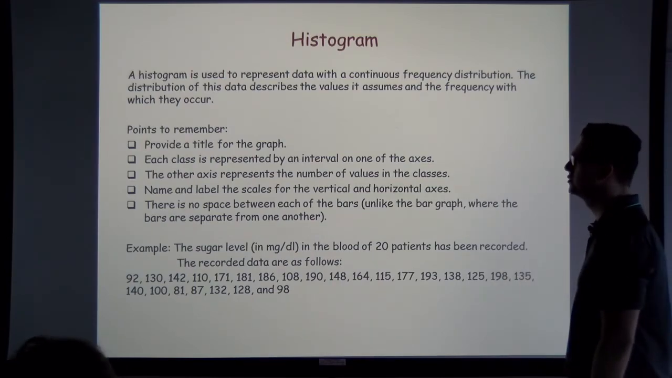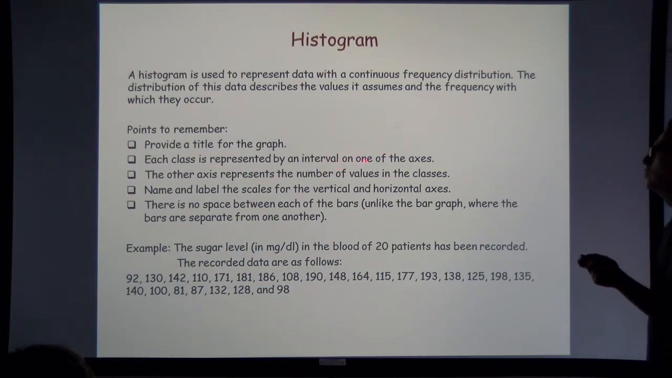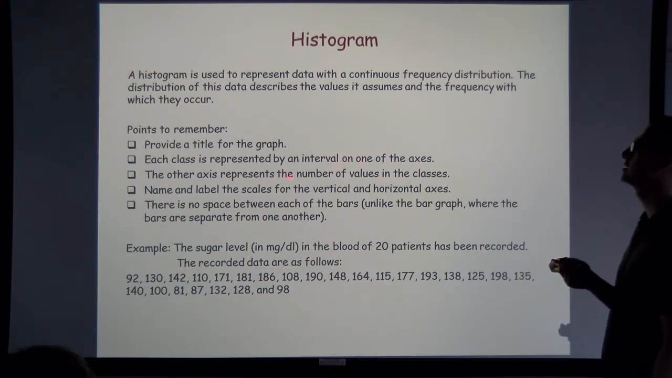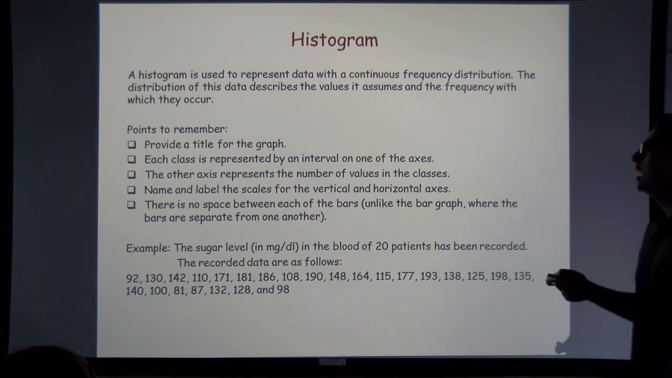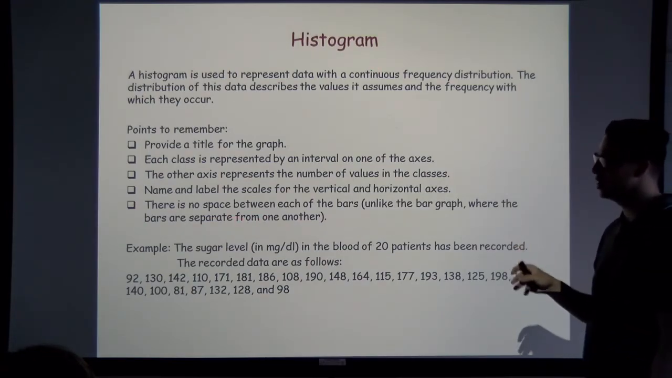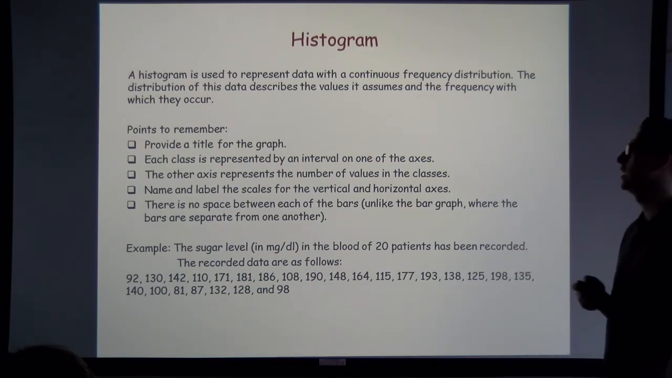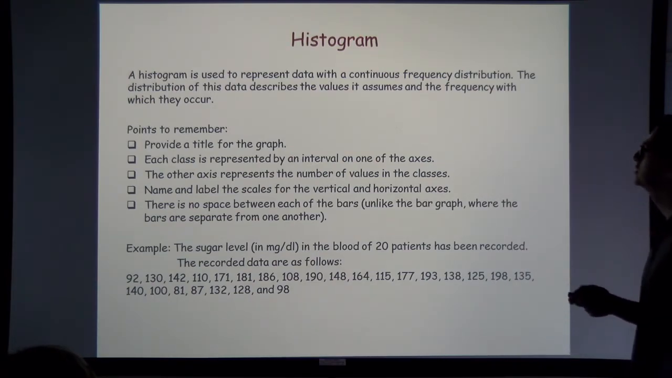Just a couple things to keep in mind. Make sure there is a title. Each class is represented by an interval on one of the axes. The other axis represents the number of values in the classes. Name and label the scales for your vertical and horizontal axis. And there is no space between each of the bars. So it's unlike the bar graph, where the bars are separated from one another. Like I mentioned earlier, when we're drawing histograms, each of our bars is going to be connected. It's very important to use frequency tables when making histograms.